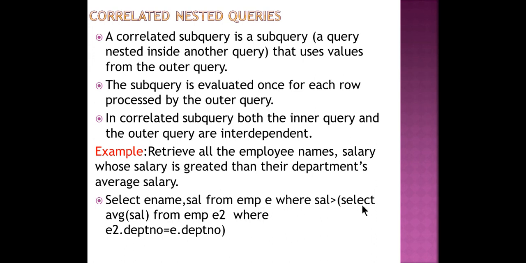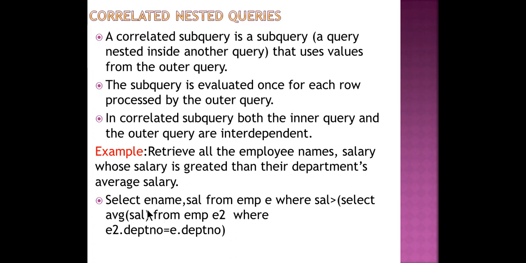You can see the inner query: select average salary from EMP E2 where E2 department number equals E dot department number. So these E and E2 are two different instances of the employee table. They may have the same set of values, but these are two different copies of the employee table, right? This is like joining two tables. The department number value of one copy should be equal to the department number value of another copy. Then you find the average salary.